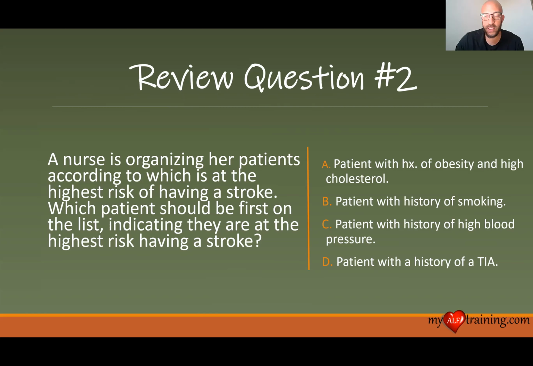Okay, we should have an answer by now. If you chose D, you chose correctly. Remember, we talked about TIA, transient ischemic attack, being a mini ischemic stroke, but not having the actual effects.